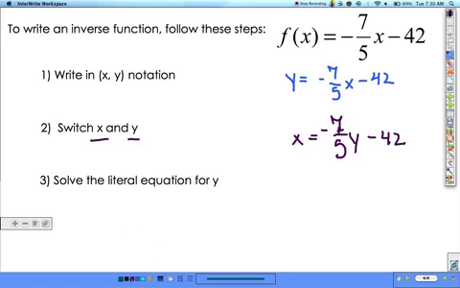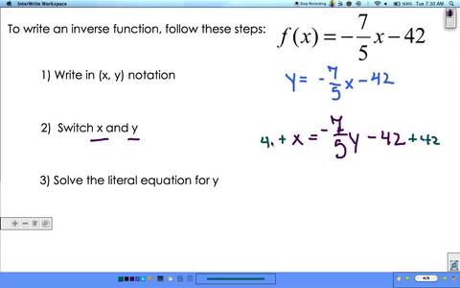And your next step is going to be solving the literal equation for y. For some of you, this will be the hardest part, but you have to get good at this because this is all of algebra, really. So to solve, the first thing I want to do to isolate y is add 42 to both sides. So I end up with x plus 42 equals negative 7/5 of y.